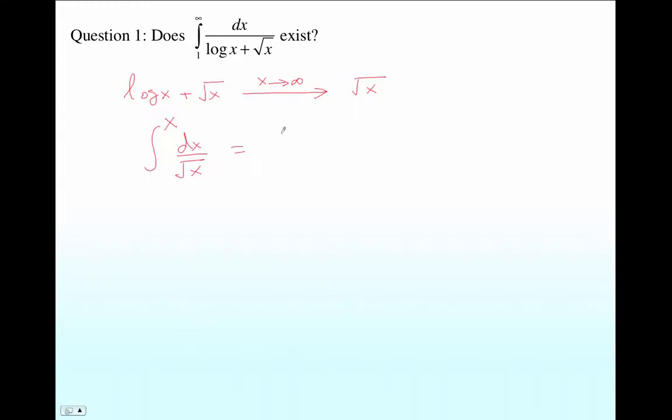And that, as we recognized earlier, is 2x to the power half, and we're only concerned with the upper limit, that is 2 square root of x. And now as x goes to infinity, this goes to infinity. So this integral does not exist.